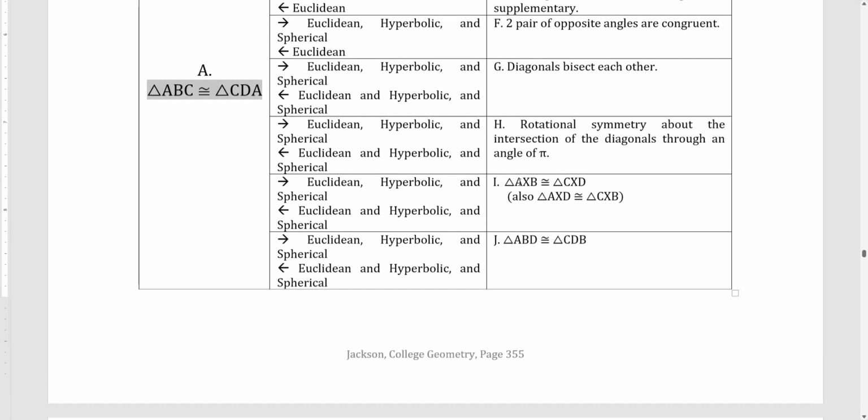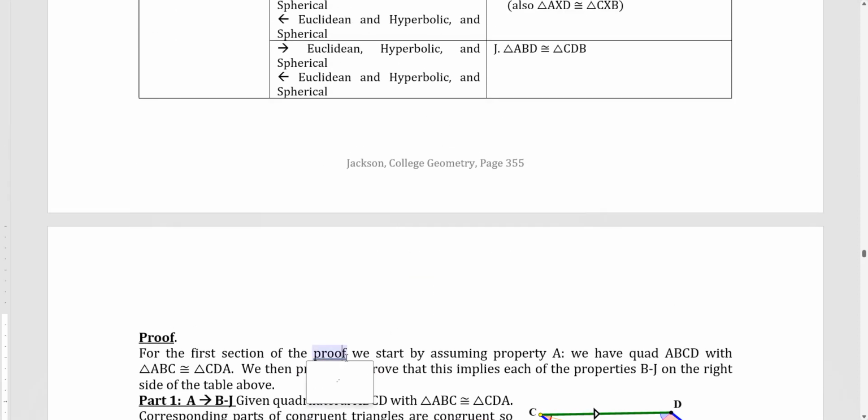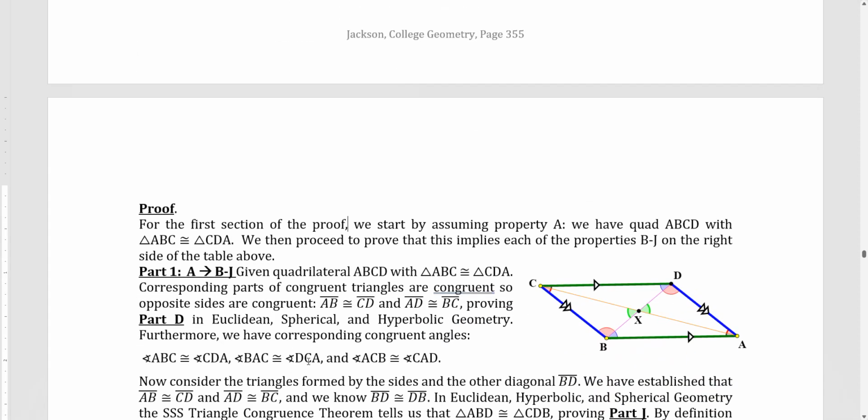We've got conditions A through J. So for the first section of the proof, we're going to start by assuming property A, that we have quadrilateral ABCD with triangle ABC congruent to triangle CDA. Then we proceed to prove that this implies each of the properties B through J on the right side of the table above. Okay?